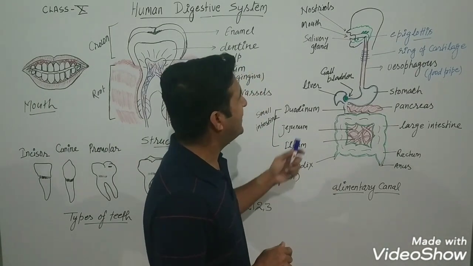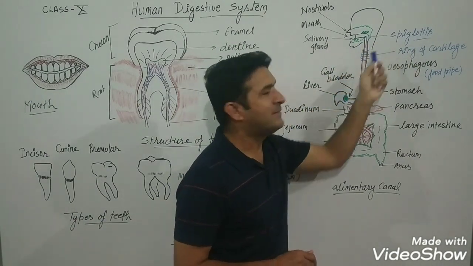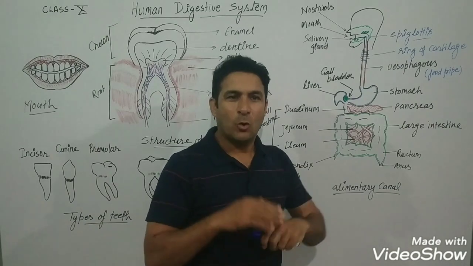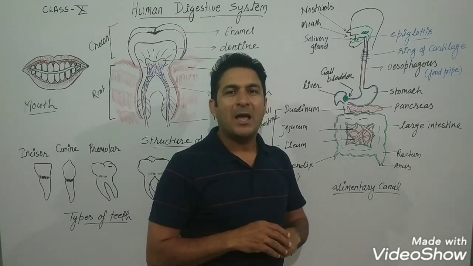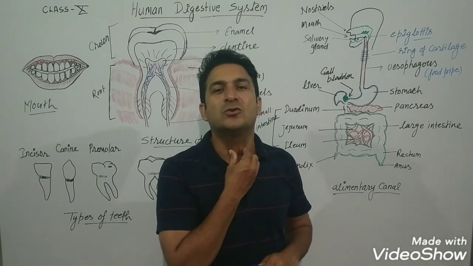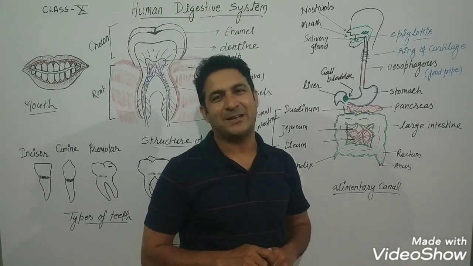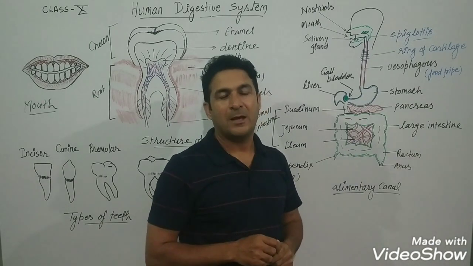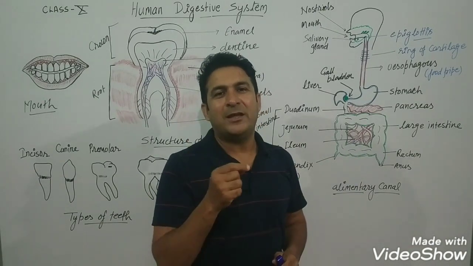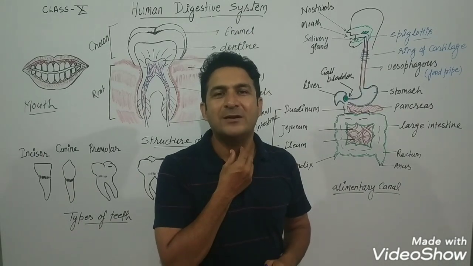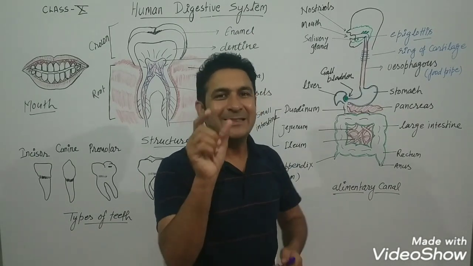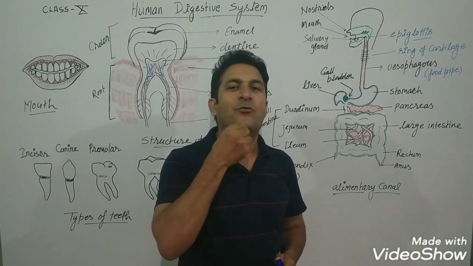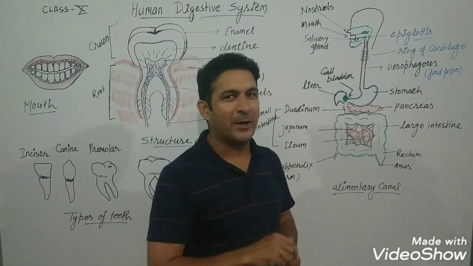Got it? After that you can see the epiglottis. This epiglottis is a cap-like structure over the windpipe. If you touch this region, you will feel a tubular structure. This is called the esophagus, the cylindrical structure. This is actually the windpipe. In front of and behind the windpipe there is a food pipe. So inside this tubular structure, both the windpipe and food pipe are present.